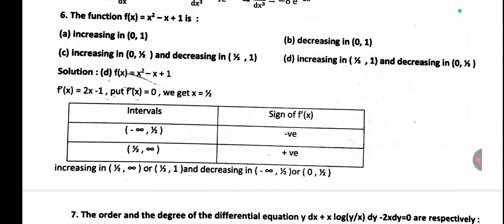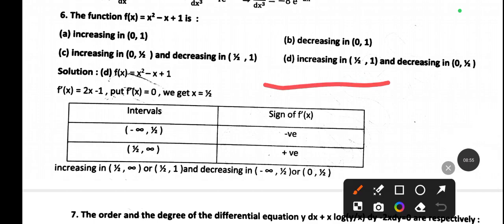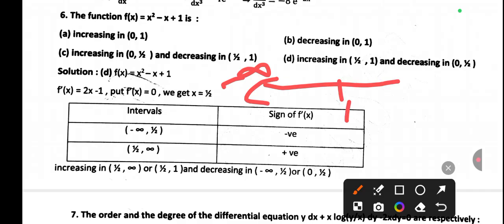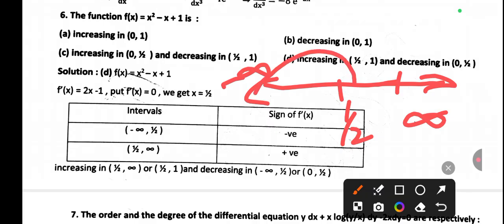Once we got x equals 1 by 2, children, you have to make the intervals like this. Since they are talking about 0, 1, minus infinity is one interval, then 1 by 2, then infinity. So we have only two intervals. Minus infinity to 1 by 2 is one interval, then 1 by 2 to infinity is another interval.